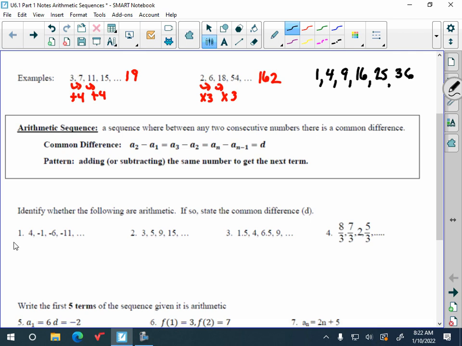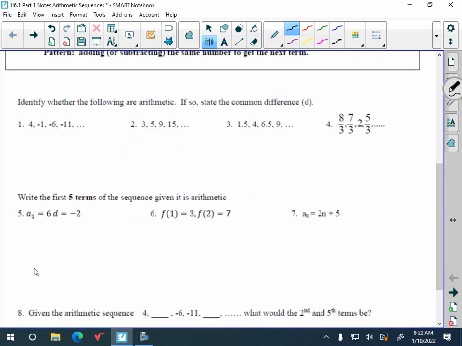All right, so that D value is going to be really important in these sequences. So again, the formula is, take any term in the sequence, subtract off the one in front of it. The pattern says we're going to be adding or subtracting the same number to get from one term to the next. All right, so let's go through these examples here.